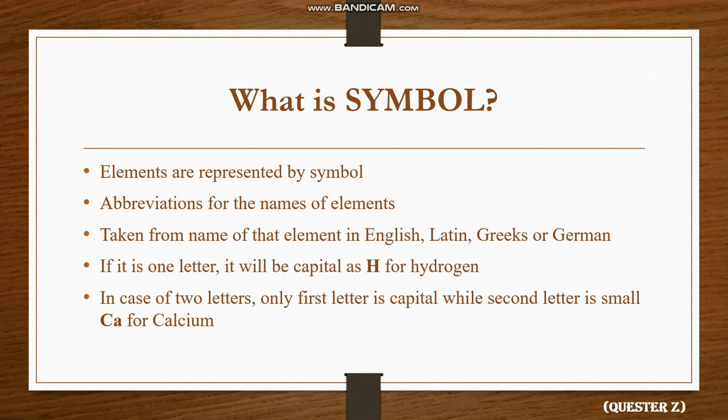So there are rules for assigning a symbol to a particular element. If the symbol consists of only one letter, that letter will always be capital. In the case of hydrogen it is H, always in capital form, while oxygen, O, is also always written in capital form. And if the symbol consists of two letters, then the first will always be capital, and the second one will always be small. In the case of calcium, C is capital and a is small.